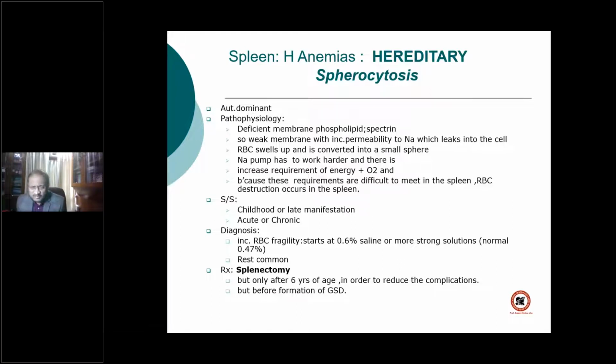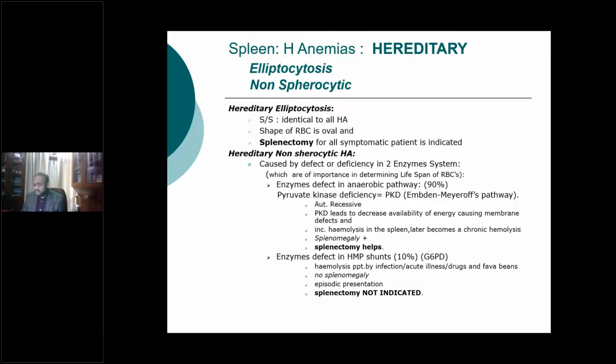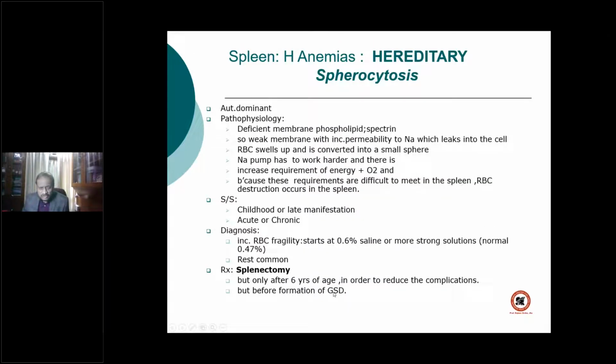The treatment is simple, splenectomy, but two things to be remembered. Number one, only after the age of 6 years and before the gallbladder stones have formed. Why? Because if that doesn't occur, then you have to also carry out a cholecystectomy. So 2 points of importance when you're deciding about splenectomy in spherocytosis. Carry it out only after 6 years of age. Why? Because below 6 years, splenectomy always has an increased incidence of complications post splenectomy, and before the formation of gallbladder stones, right? GSD is gallbladder stone disease.